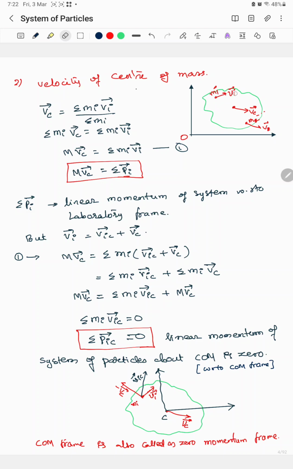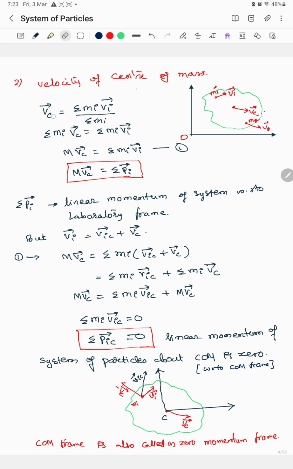M1 particle moves with velocity v1 and M2 particle moves with velocity v2 in different directions. So different particles move in different directions, and the center of mass of this system of particles moves with velocity Vc bar. Then the center of mass velocity Vc bar is equal to summation mi Vi bar by summation mi.